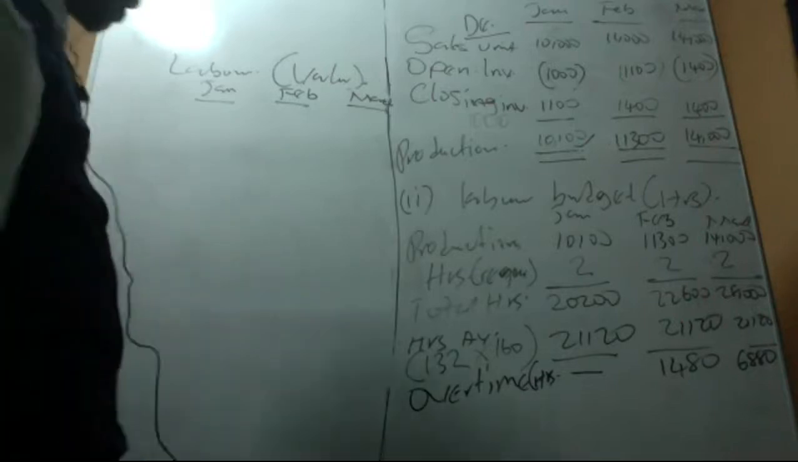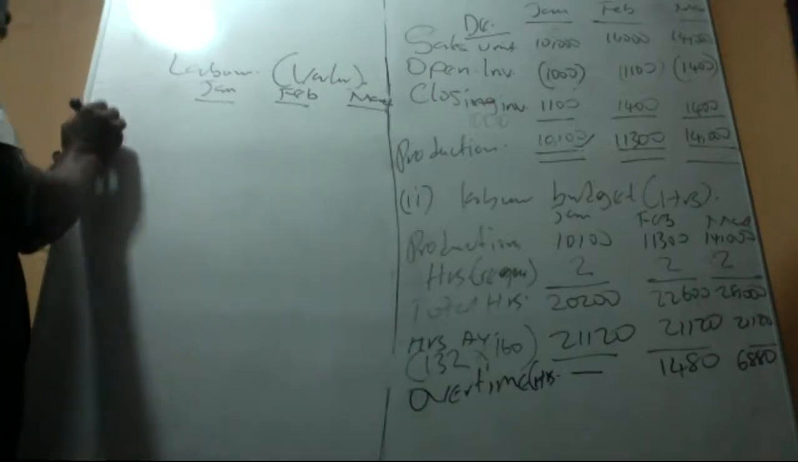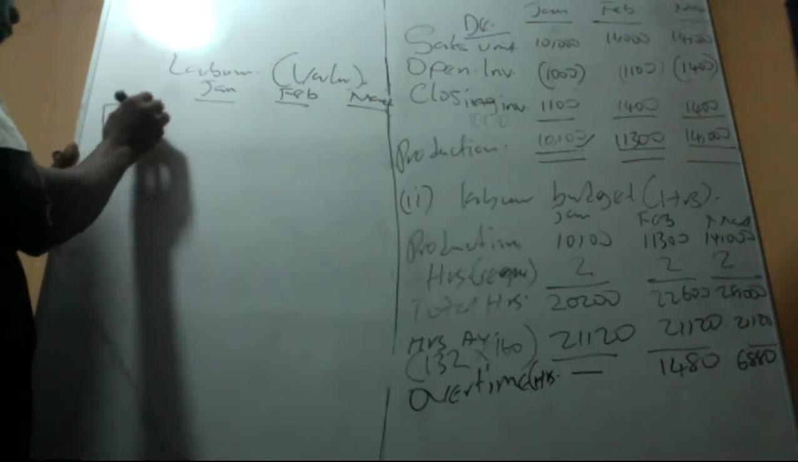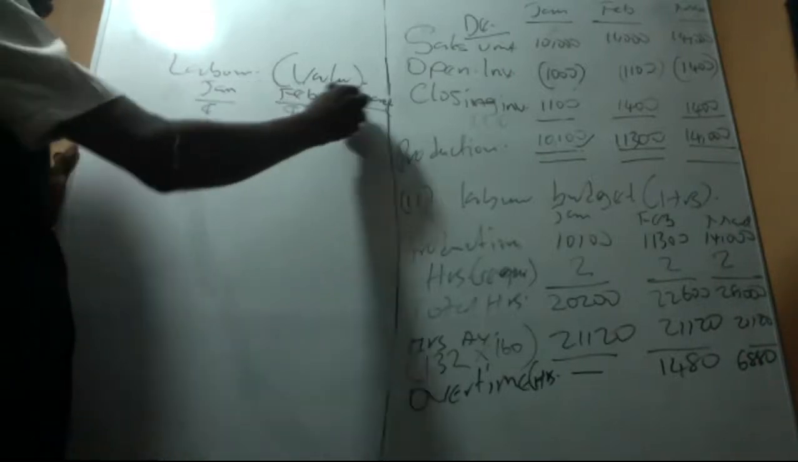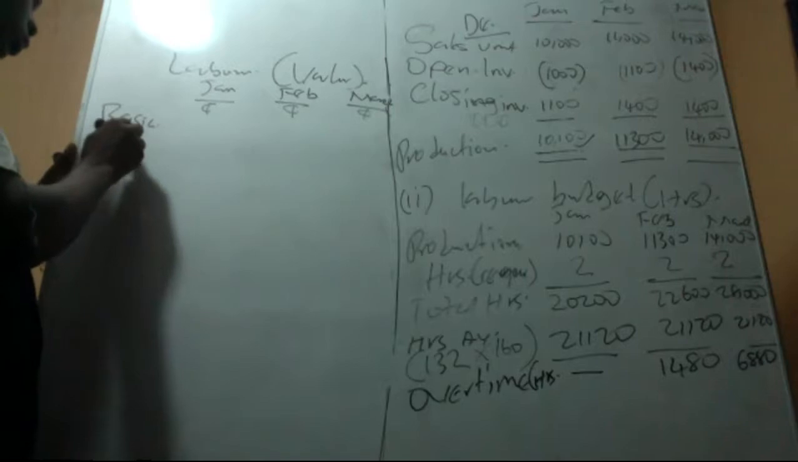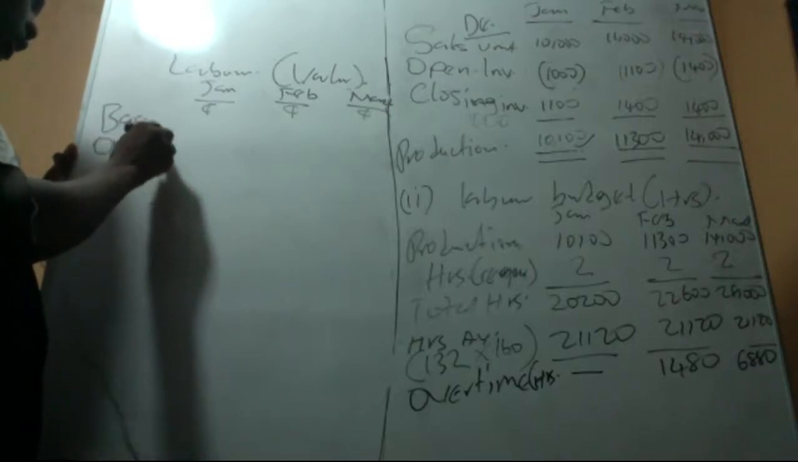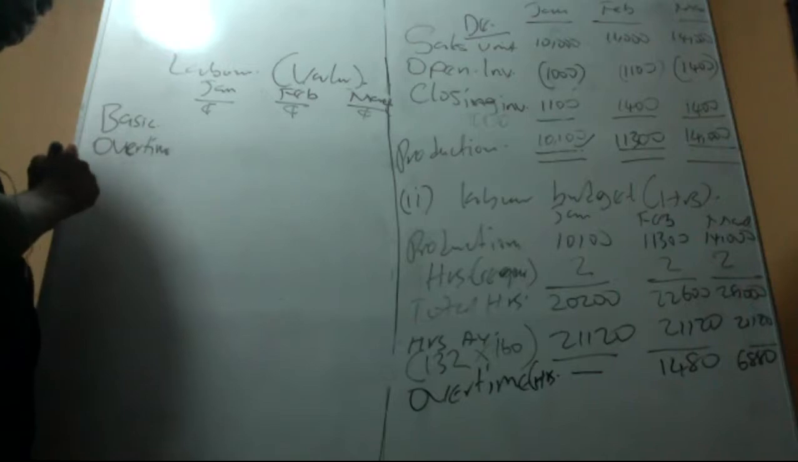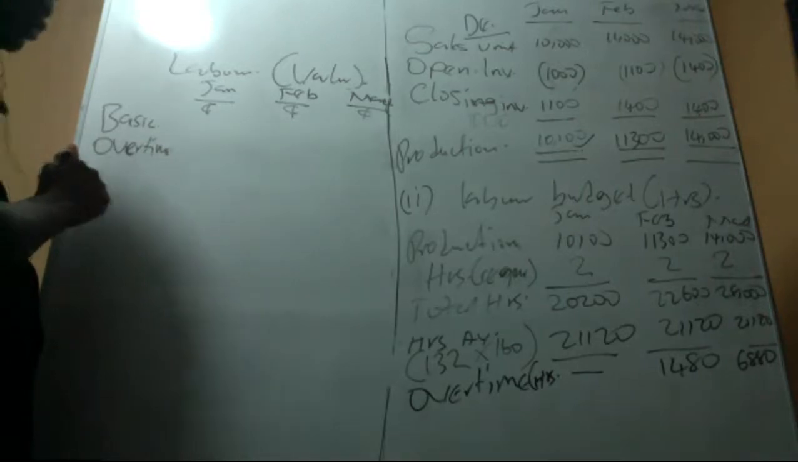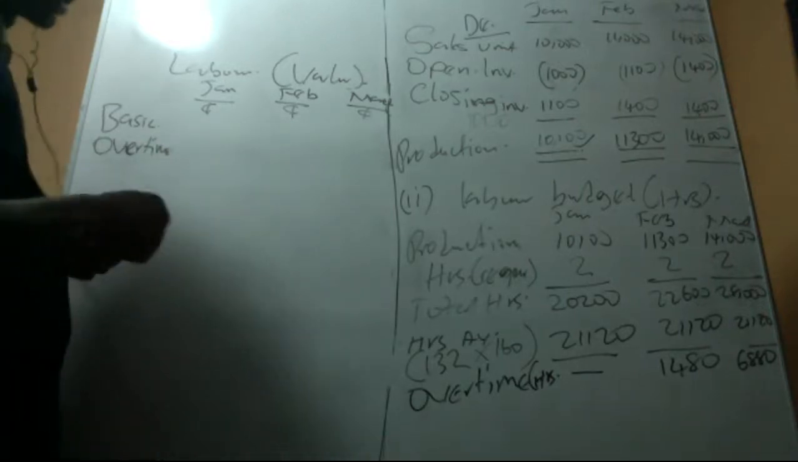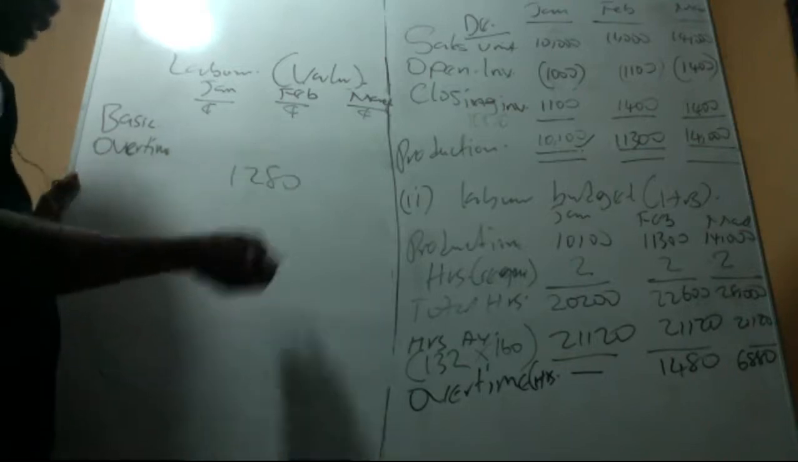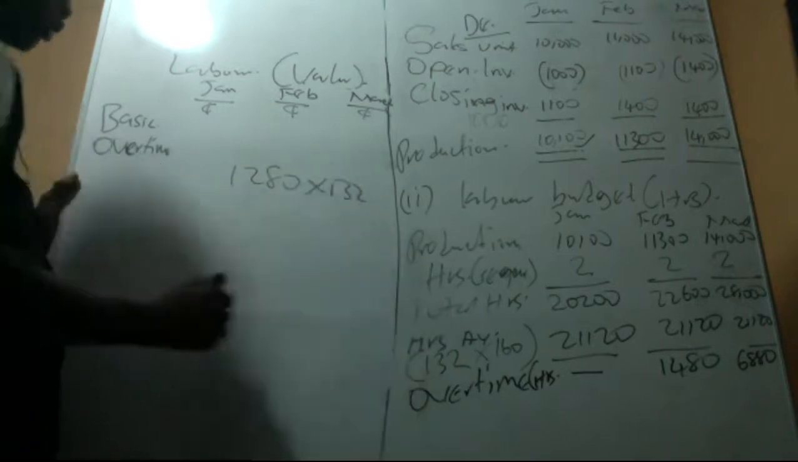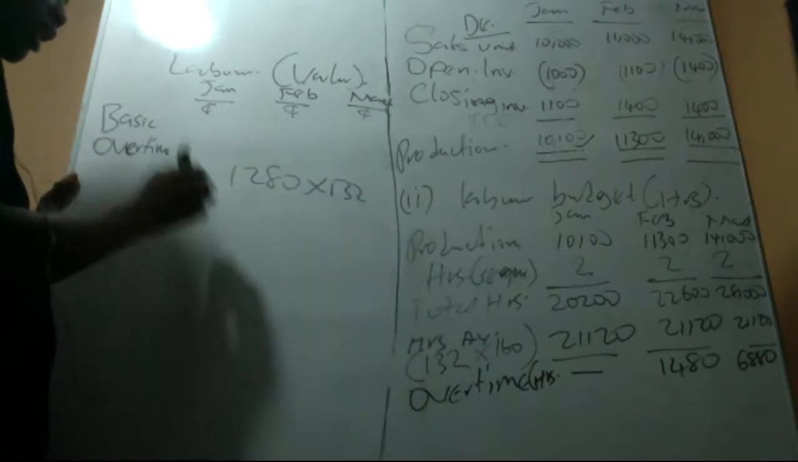The value will be, now we are going to get to basic. Give them their basic salary, and then you give them their overtime premium. Good. So what's the basic salary? Each employee, we pay him how much? 1,280, right? How many are they? They are 132. Good. So in total, you are going to pay how much?